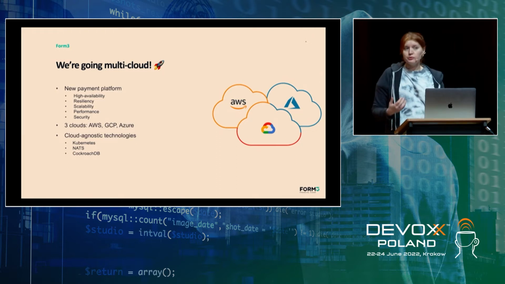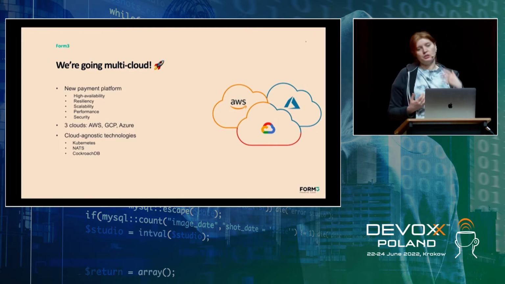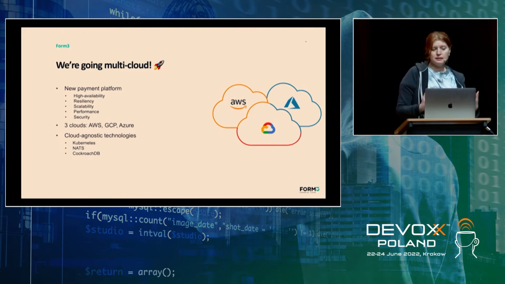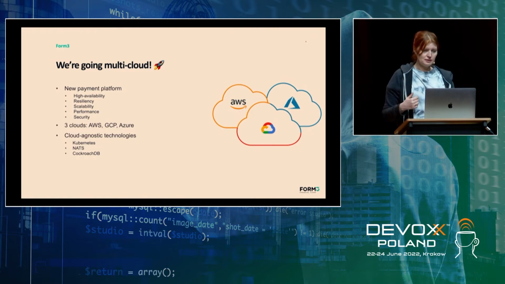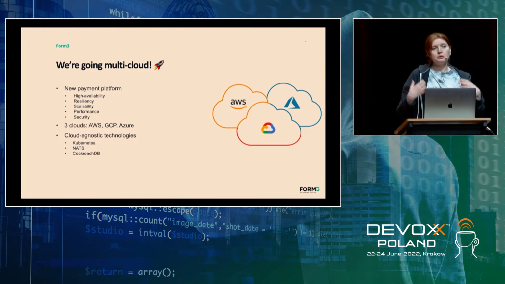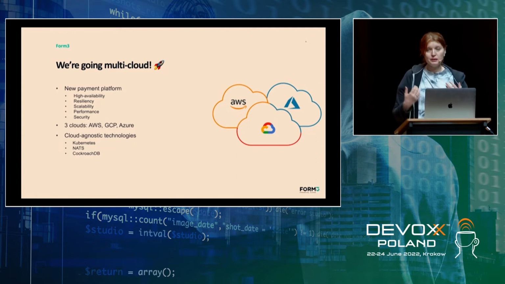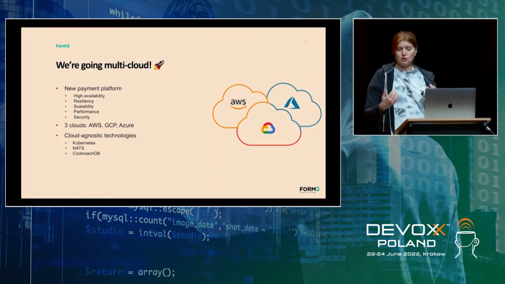So at Form3 at the moment, we are going multi-cloud. We are building a new payment platform, which obviously needs to be highly available, resilient, scalable, and performant. And on top of that, it needs to meet very high security standards. We've decided to go with the three most popular cloud providers, AWS, GCP, and Azure. And we decided to use cloud-agnostic technologies. On top of those clouds, we will use managed Kubernetes, NATS as messaging system, and CockroachDB as persistent storage.